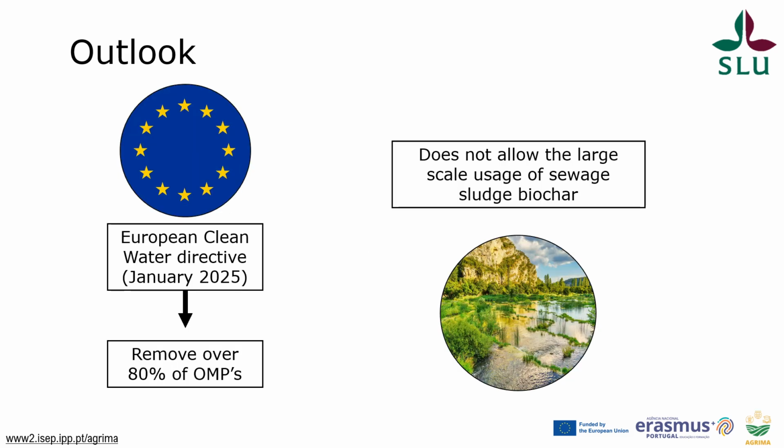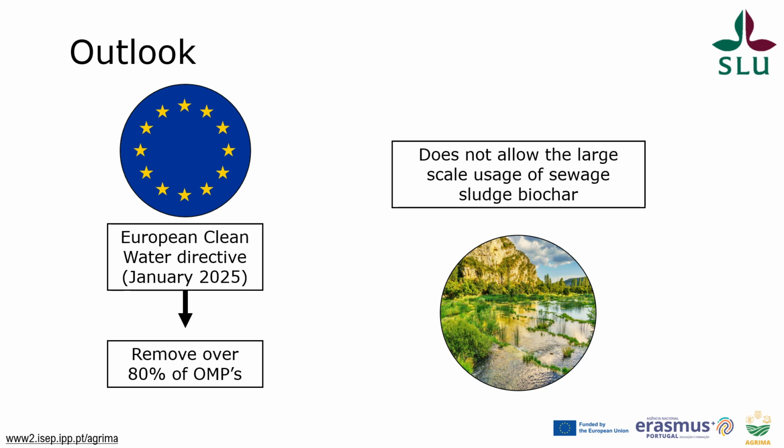So now let me give you a little bit of an outlook, a little bit of a dream view, so to say. Let's review. We want this European Clean Water Directive, right? We want to remove 80% of the organic micropollutants. However, currently the European Union does not allow the large-scale usage of sewage sludge biochar. And why am I so interested in sewage sludge biochar? Well, in our study, for example, we saw this great performance, and besides that, sewage sludge is a very prominent waste product.